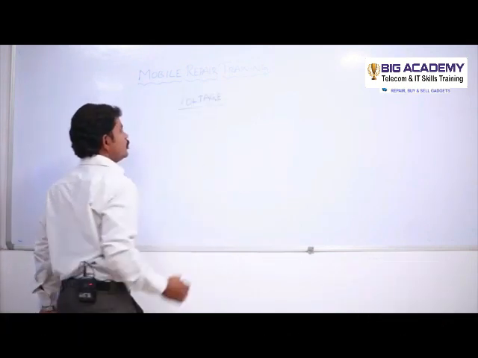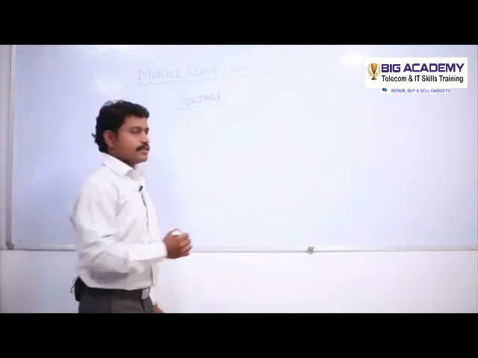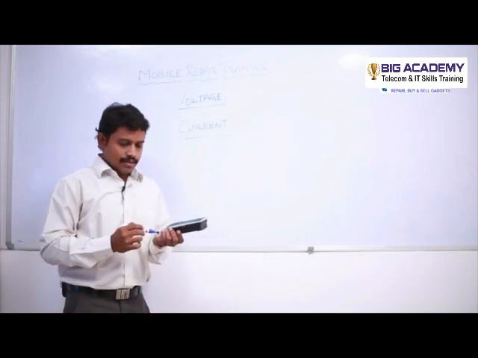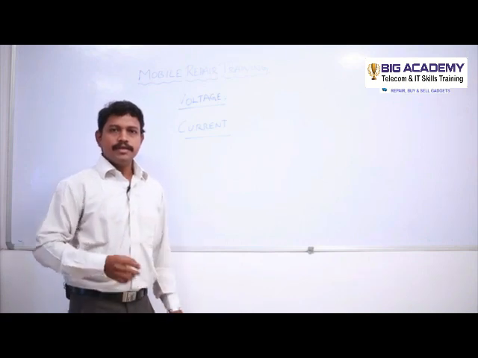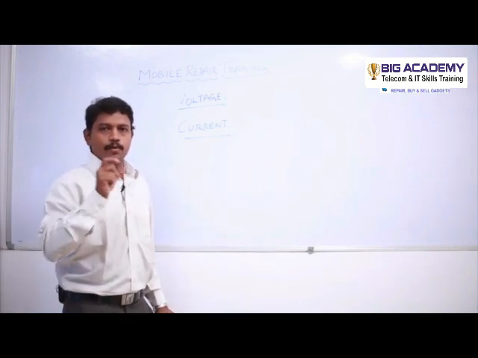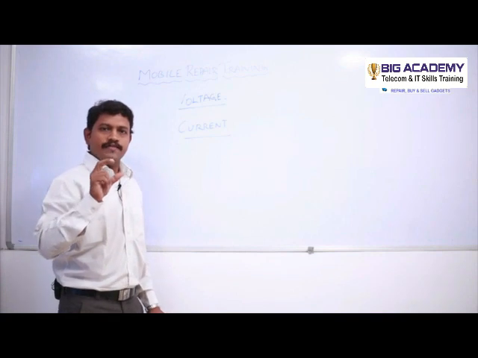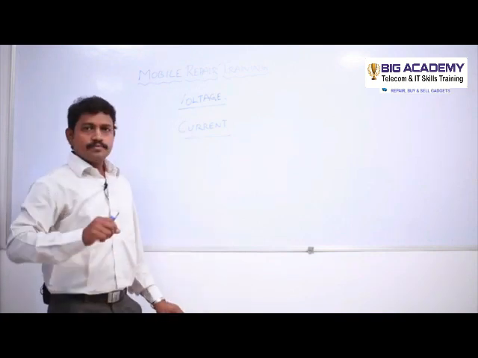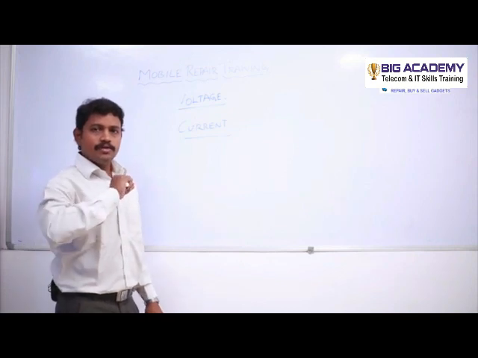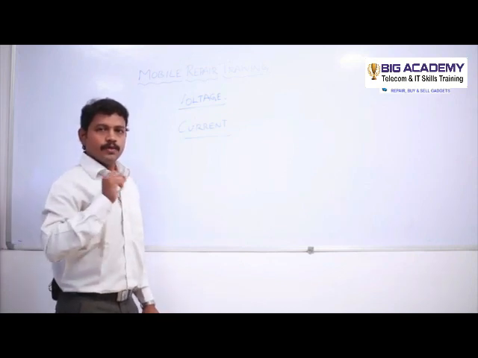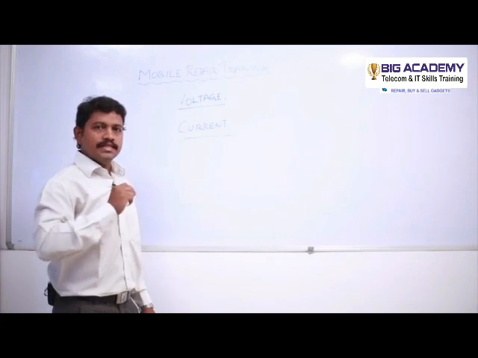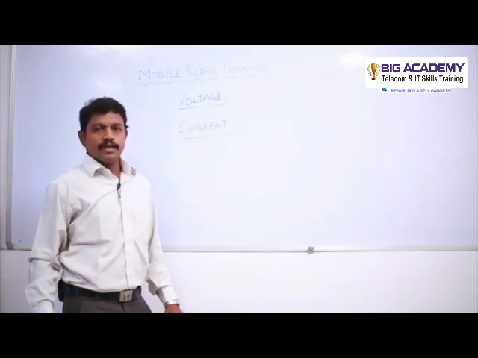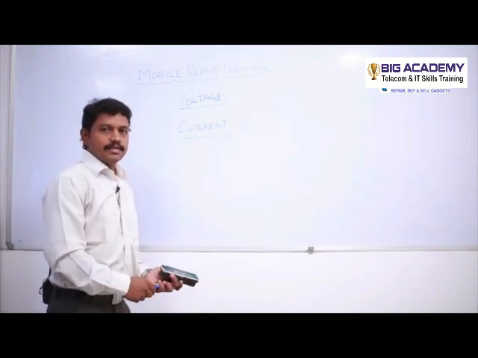Then we'll see voltage and current. What is voltage and what is current? Voltage can be measured between two different points. And for the current, we have to measure the flow. With the help of a meter, if you measure in series, you will observe the value of the current. Right, so that is the difference.